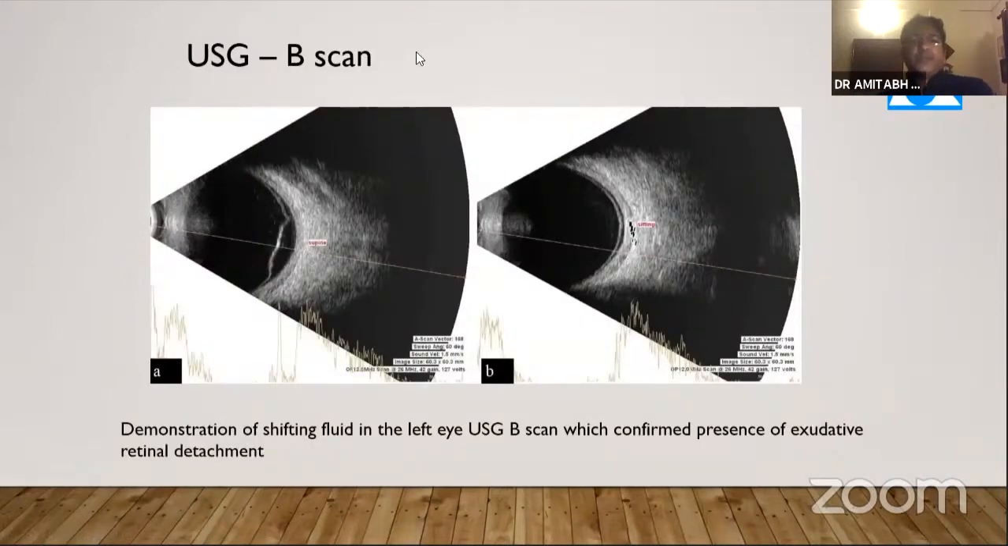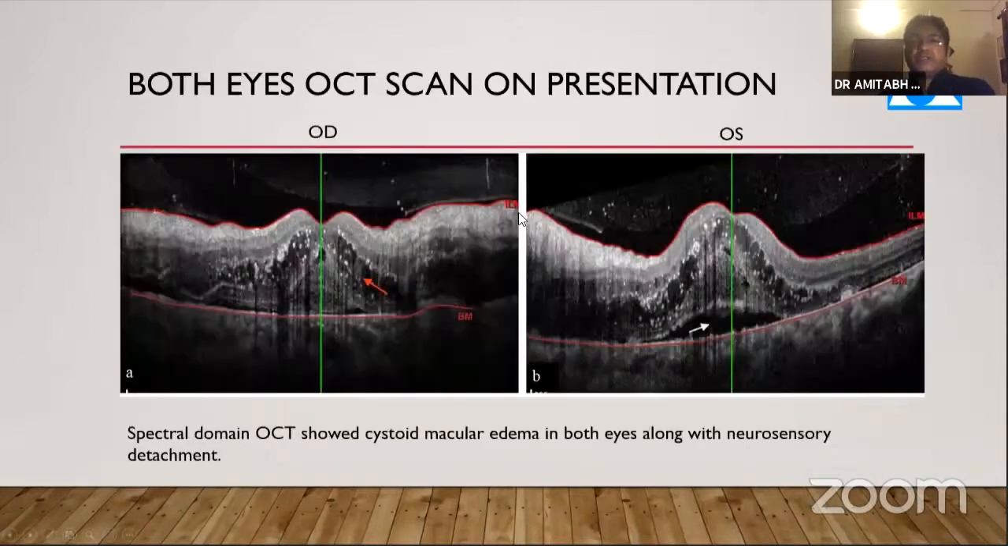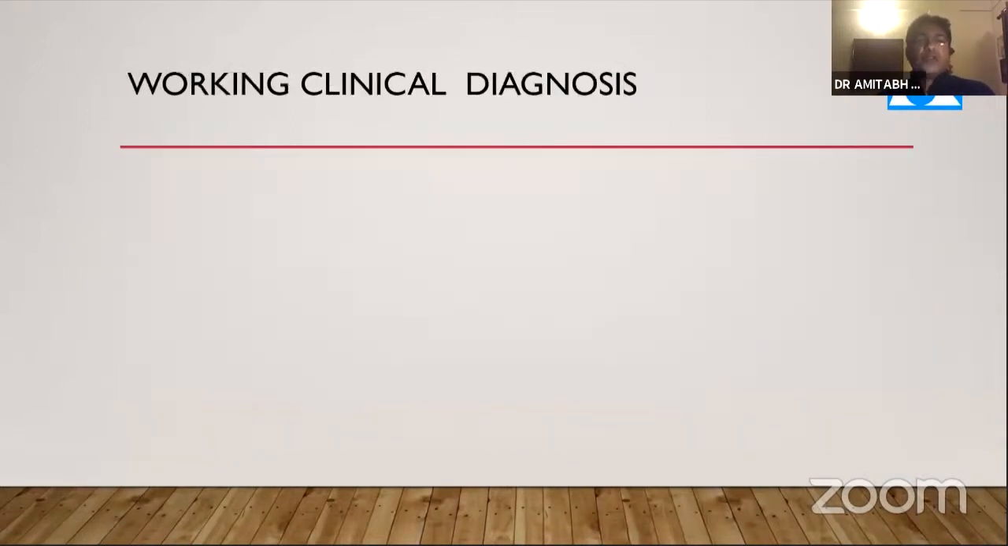We did an ultrasound B scan, which showed shifting fluid confirming an exudative retinal detachment. And an OCT at this point of time revealed intraretinal cystic spaces with neurosensory detachment in both the eyes. So with this clinical picture, we thought of a malignant hypertensive retinopathy, but his blood pressure was normal.